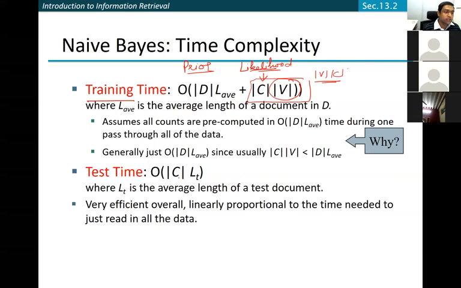And during testing, we have the average length of the document, and for each class we have to calculate the number of words we have to multiply, and that is the total time taken for testing. So testing time is less, training time is more, and obviously training is done offline, so it won't matter, and testing is done online, but still it is very less as compared to many other learning algorithms. So still testing time is less.